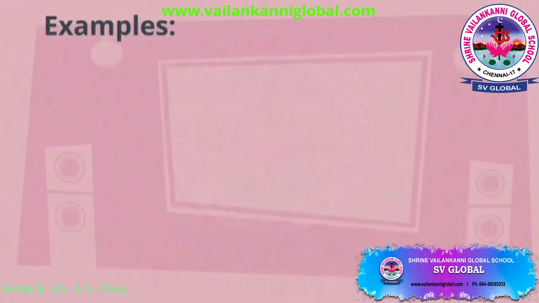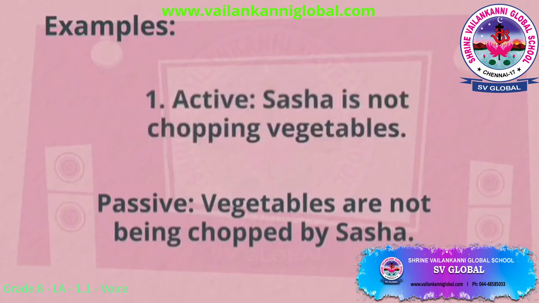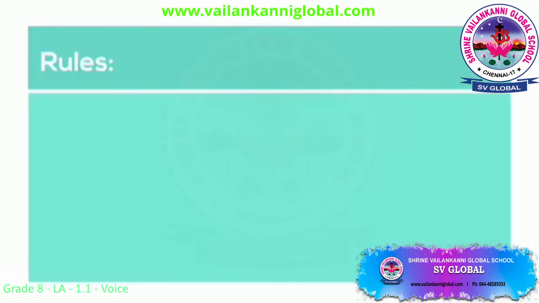After that, let's add by and then complete the sentence with the subject of the active voice, which is Sasha. So the answer is vegetables are not being chopped by Sasha. And that's all about the negative statement rule. Let's go for the question form.